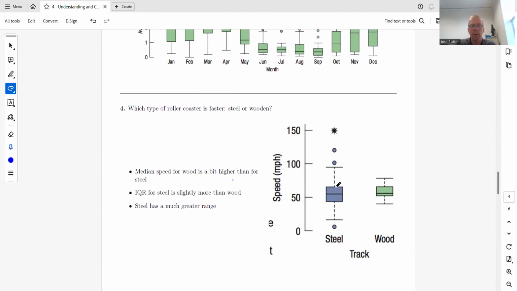The IQR for steel is slightly more than the wood. You can see the box here is a little bit longer than the box here. You can also see, I didn't write this part down, that the median here is pretty central between the quartiles, while here the median is much closer to the lower end. Steel has a much greater range, going from just barely above 0 all the way up to 150, and the wood goes from probably 40-something to 70-ish. So again, box plots are very useful for summarizing data, and for quickly seeing how groups compare to each other.